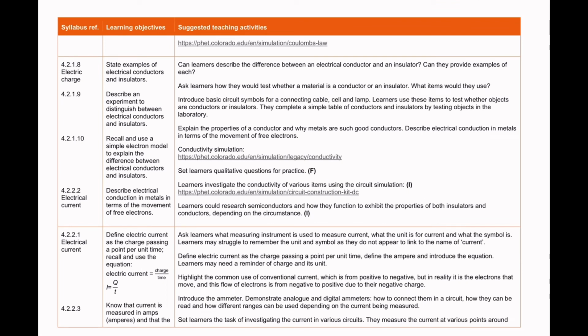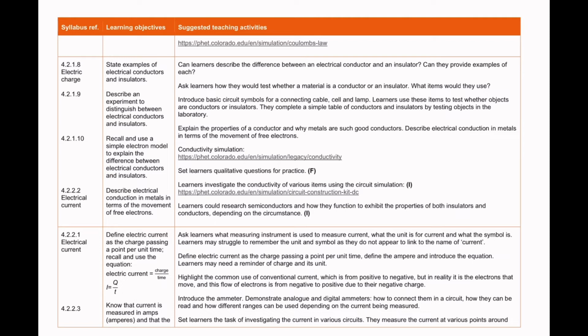Key concept 4.2.1.8: Electric charge and electrical current. Learning objectives. State examples of electrical conductors and insulators. Describe an experiment to distinguish between electrical conductors and insulators. Recall and use a simple electron model to explain the differences between electrical conductors and insulators. Describe electrical conduction in metals in terms of movements of free electrons.